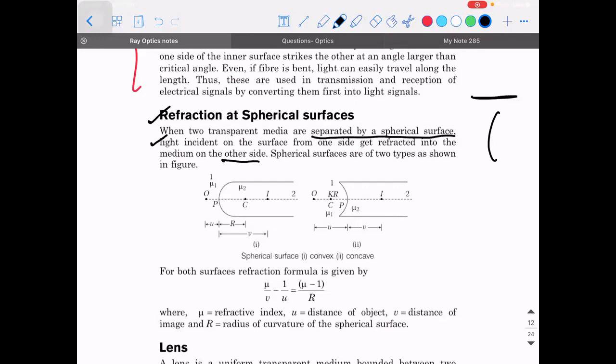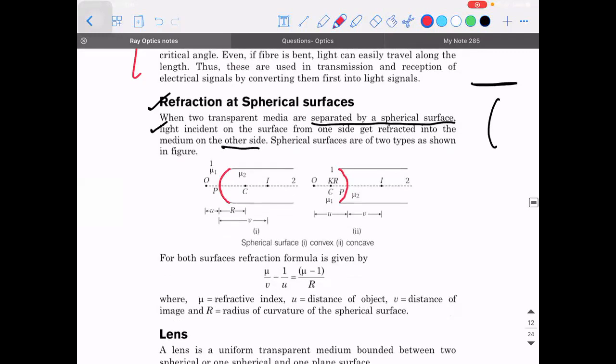Spherical surfaces are of two types as shown in the figure. It can either be a convex surface or a concave surface. Whether it is convex or concave depends on where the object is placed. Since the object is placed here, it is undergoing refraction at a convex surface. Since the object is placed on the left hand side for the second one, it is undergoing refraction with respect to a concave surface.